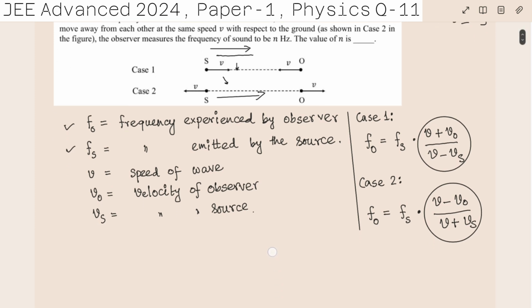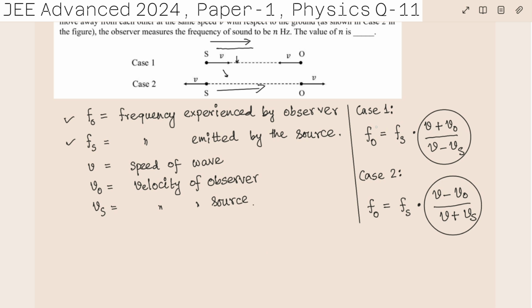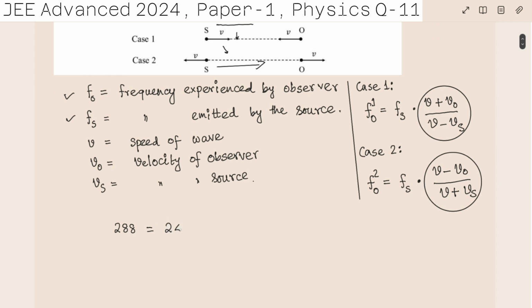From case 1 and case 2, there is a relation. Let's put f_o1 and f_o2, and in both cases f_s is the same, right? So for case 1, f_o1 is 288, equal to f_s, which is 240, times this element, which let's call lambda for simplification of the problem. This is, let's say, relation 1.